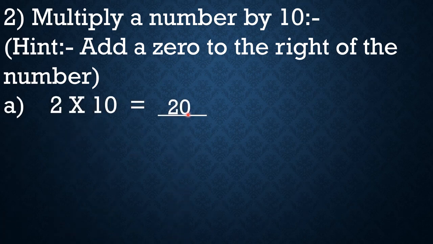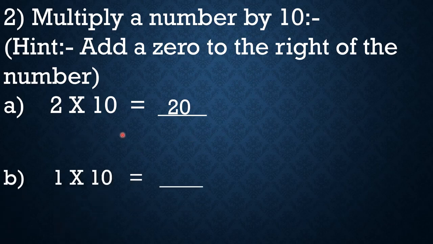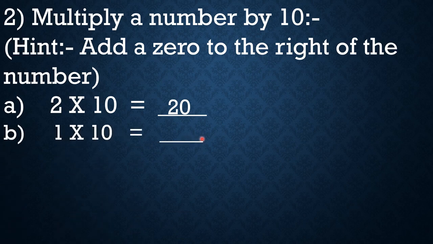Okay. Now in B part, 1 multiplied by 10 is equal to dash. So here the number is 1, and we are adding 0 to the right of the number, and that is equal to 10.